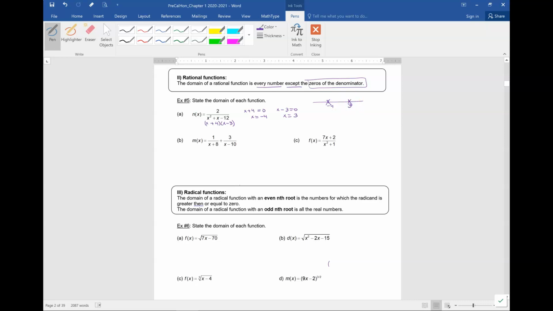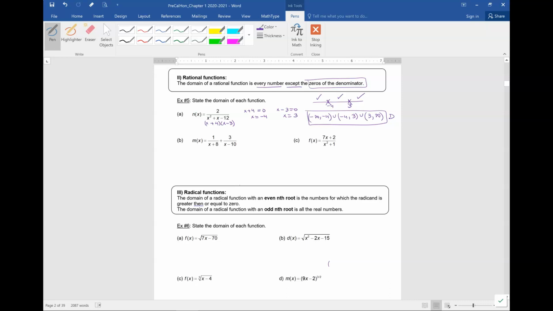So which of these regions work? This one, this one, this one. How do I write those? The leftmost region is negative infinity to negative 4. Union. Middle region, negative 4 to 3. Union. 3 to infinity. That is the domain.